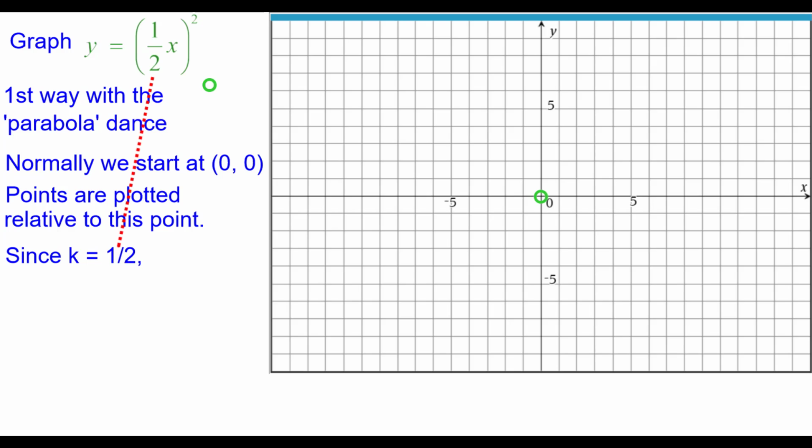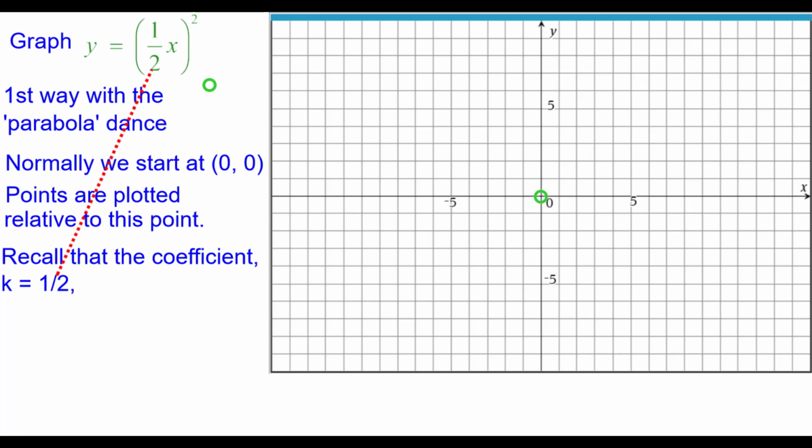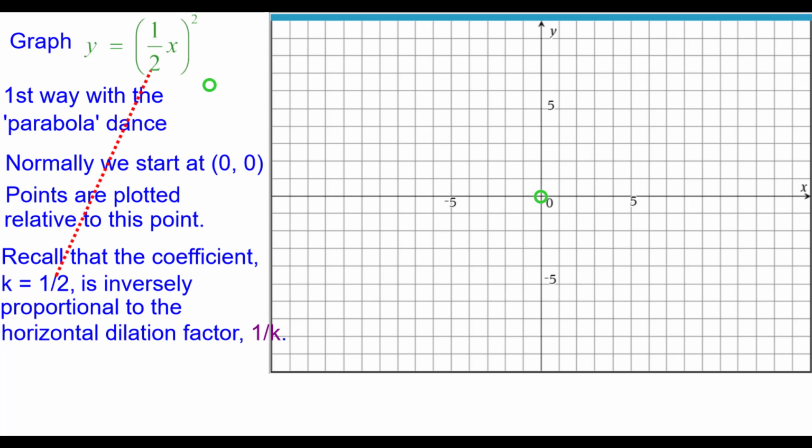Since k equals 1/2, the curve is wider than the parent function y equals x squared. And also recall that the coefficient is inversely proportional to the horizontal dilation factor. That is, we're going to multiply each x value by the reciprocal of k, which is 2.